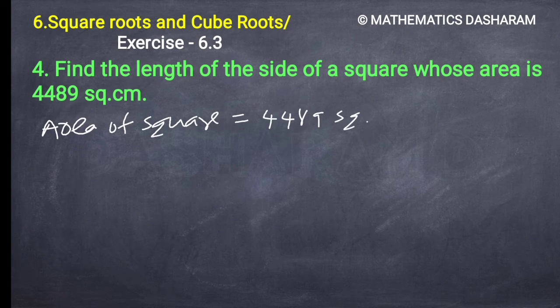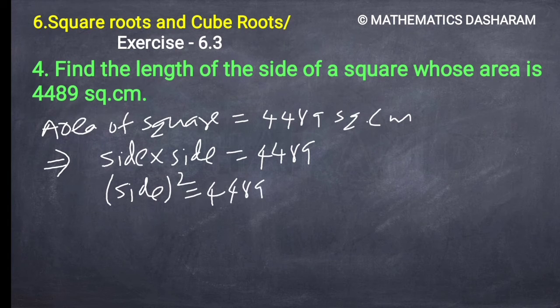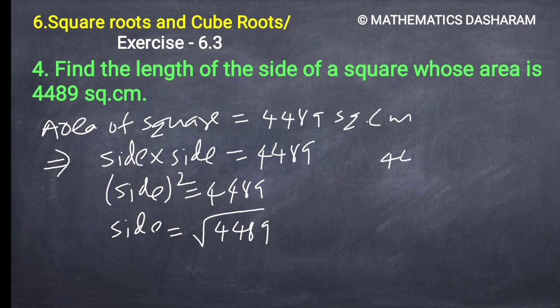Given that the area of a square is 4489 square centimeters, it implies area of a square formula: side into side. So it is equal to 4489. Side into side means side square equals 4489. Then side equals under root 4489. Let us find out the square root of 4489 by using the division method.